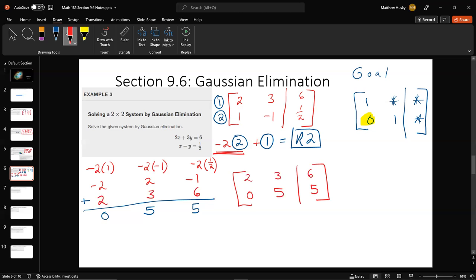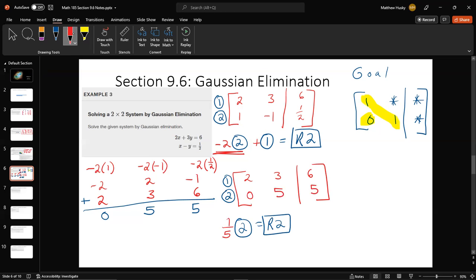Okay, so that's the first step. I got the bottom left corner into a 0. My next goal is going to be to turn the main diagonal into 1s. So what I'm going to do, this is now row 1, this is now row 2. What I'm going to do is 1/5, also known as dividing by 5. I'm going to do 1/5 times row 2. That will be the new row 2.